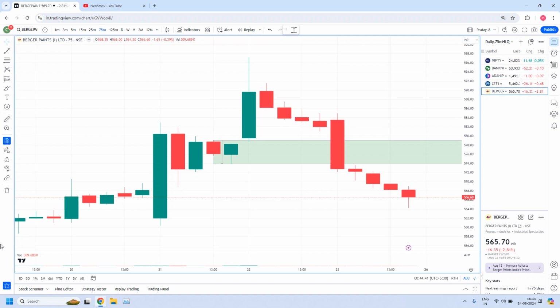Let us evaluate the performance of the high liquidity zones generated in the previous report. Today is the 23rd August 2024.